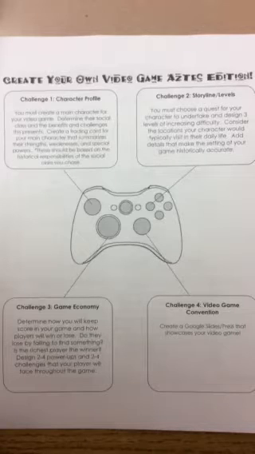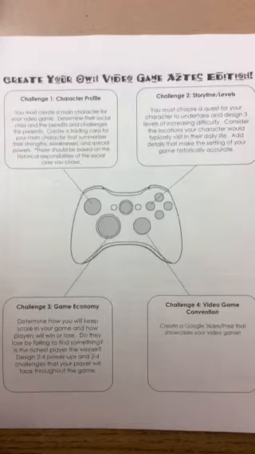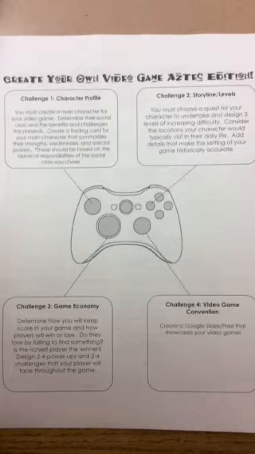So we are asking students to design a video game. So you must create a main character. So we'll start with challenge 1. You must create a main character for your video game. Determine their social class and the benefits and challenges this presents. Create trading cards for your main character that summarize your strengths, weaknesses, and special powers. These should be based on historical responsibilities of the social class you choose.